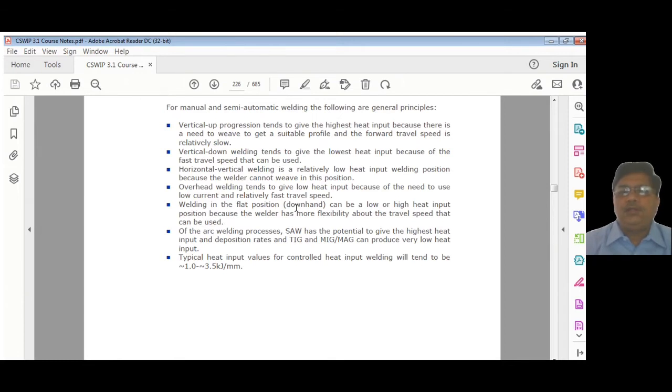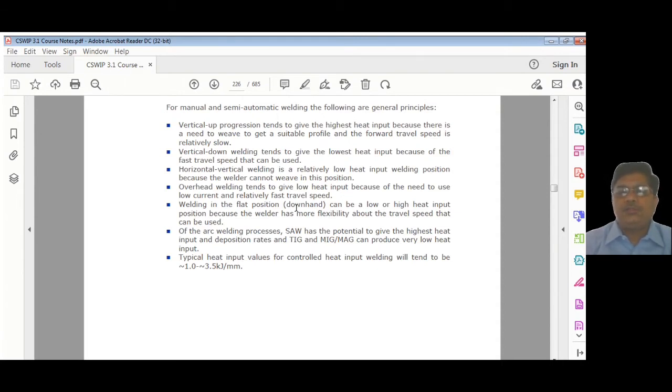Horizontal and vertical welding is a relatively low heat input welding position, because the welder cannot weave in that position. So the weaving becomes very difficult. Overhead welding is low heat input because one needs to use low current and relatively fast travel speed. Nobody wants to do overhead welding for a long time, so he will try to do it as fast as possible because the weld is falling on his face. That's why he will do it fast, and the heat input will crash or become less.